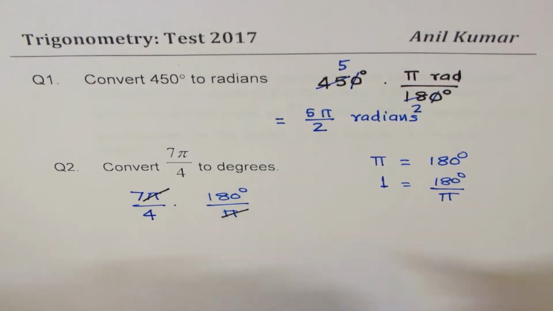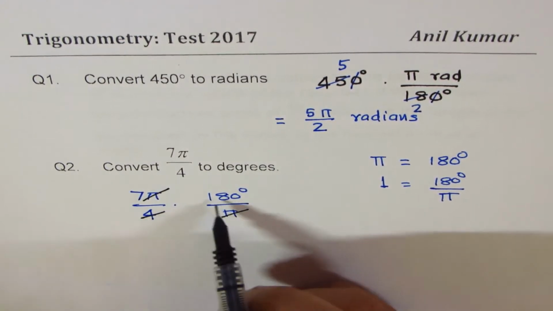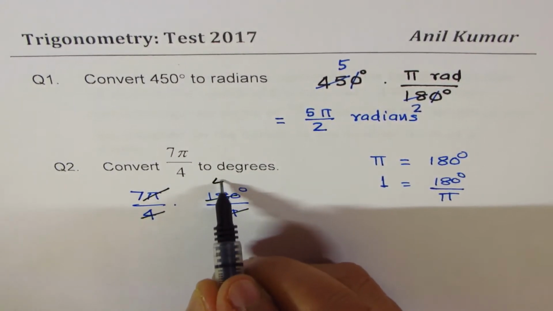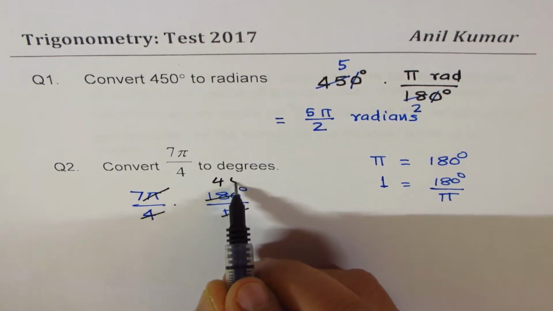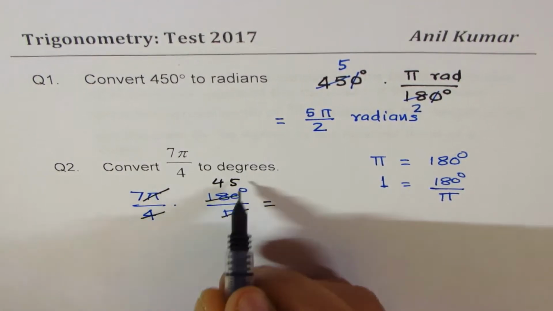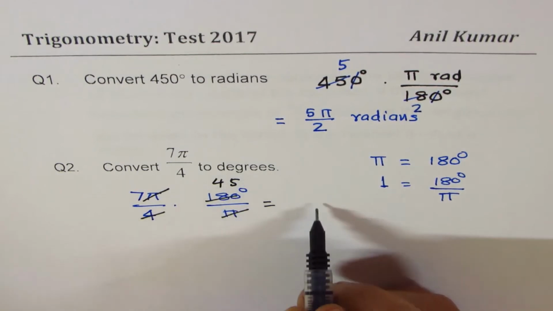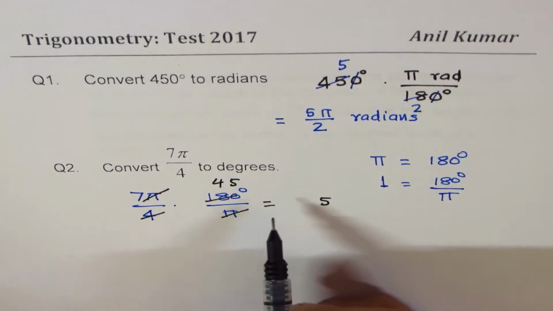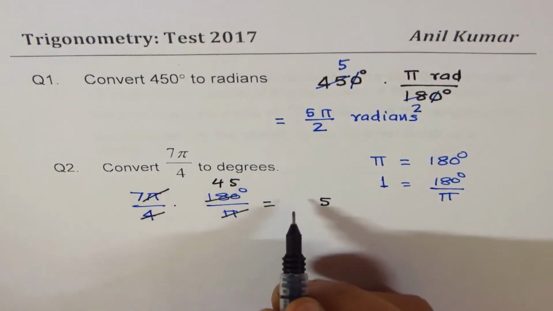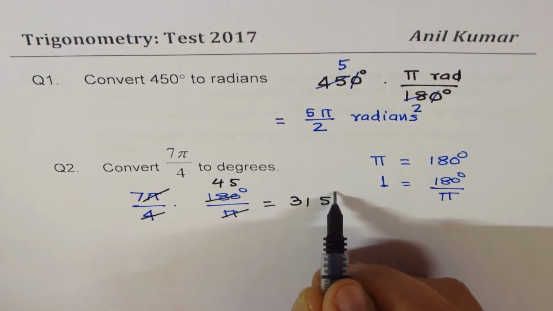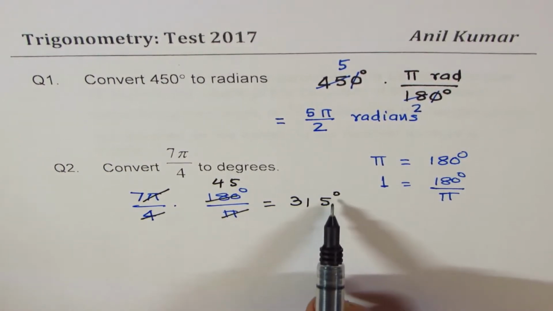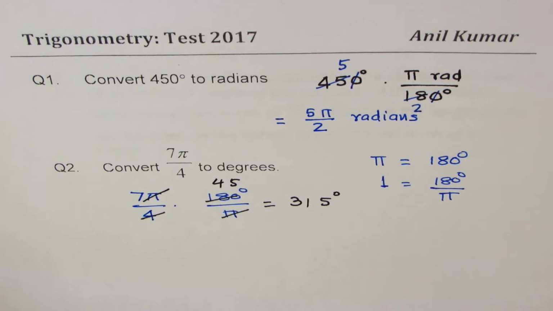So we can just cancel this out, and 4, we can divide this by 4, no problems. 4 times 4 is 16, 20 means 45, and now you multiply. 7 times 5 is 35, 3, and 7 times 4, 28, and 3 is 315 degrees. It is important to write degrees in this particular case, right?